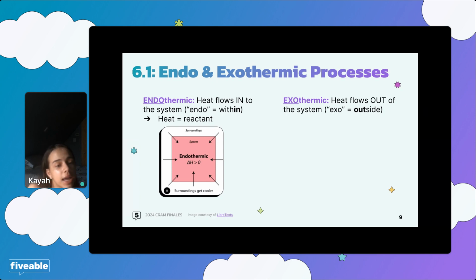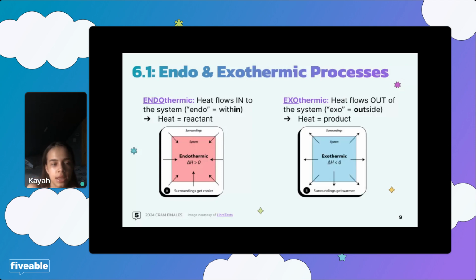And then our opposites are exothermic processes. This is when heat flows out of the system, right? So exo means outside, or I like to think of the EX in exo as exiting. So if you ever struggle with differentiating the two, remember endo, EN, enter; exo, EX, exit. This is when heat flows out of the system. And then we also have a diagram for the exothermic processes. Since an endothermic reaction has heat on the reactant side, an exothermic reaction has it on the product side. So here you'll see that it's going from the system to the surroundings, right? So the surroundings are getting warmer.